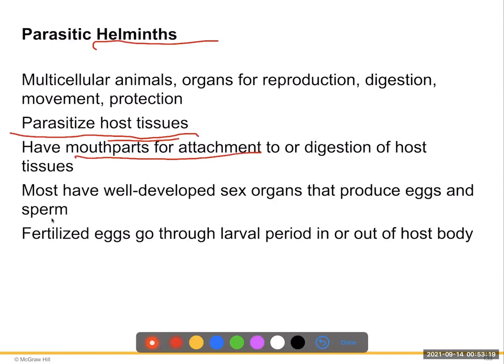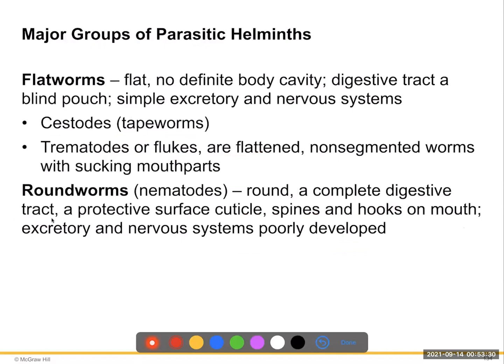Most have well-developed sex organs. They produce eggs and sperm. Fertilized eggs go through a larval period in or out of the host body. You have flatworms, which are very flat, no definitive body cavity, digestive tract a blind pouch, simple excretory and nervous system. These are tapeworms.